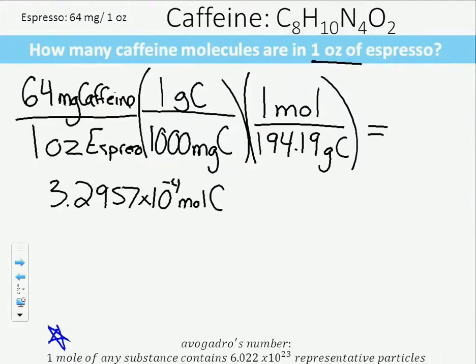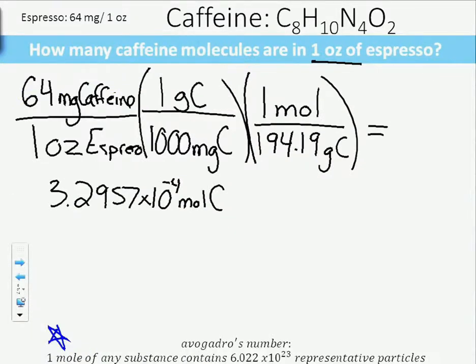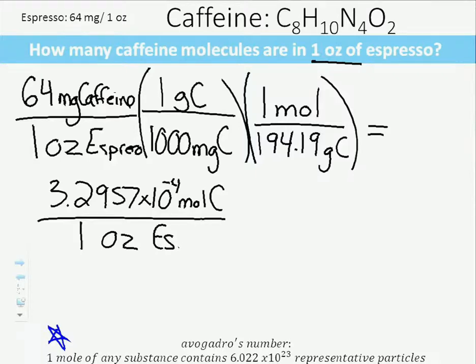I'm going to go back, just double check, make sure that's what it was. 3.2957 times 10 to the minus 4 moles of caffeine per 1 ounce of espresso. So we've got it in moles. Now we need to get to molecules. In order to do that, we use Avogadro's number. Avogadro's number always lets you convert from moles to molecules.